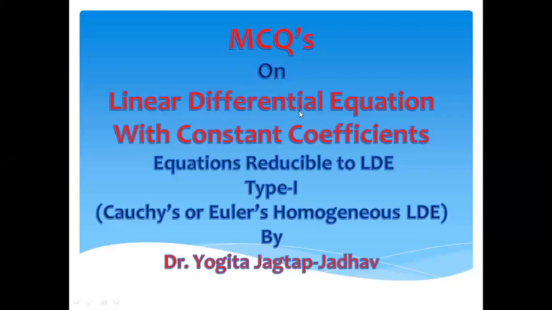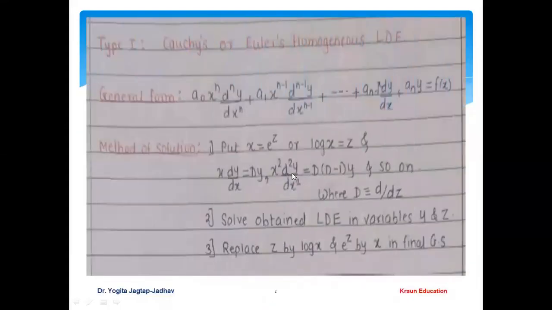Hello everyone, welcome to this lecture where we study equations reducible to linear differential equations with constant coefficients, where type 1 is Cauchy's or Euler's homogeneous linear differential equation. Now see, what is the general form of Cauchy's or Euler's homogeneous linear differential equation?